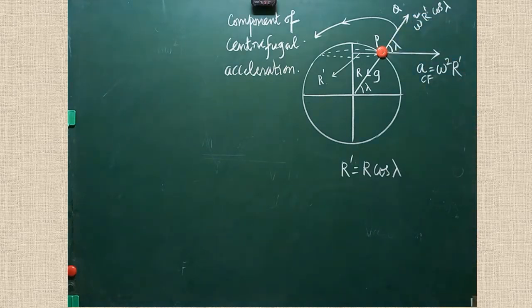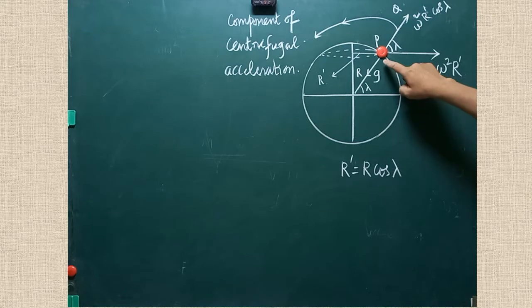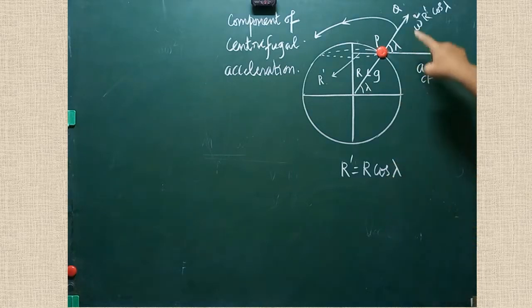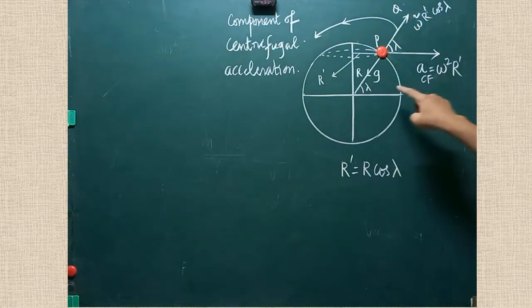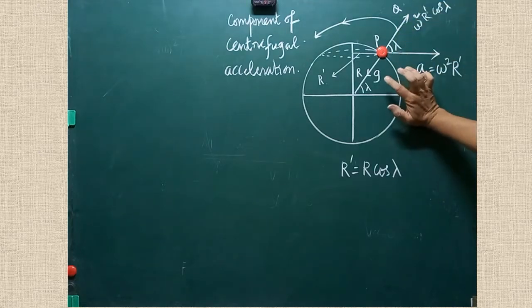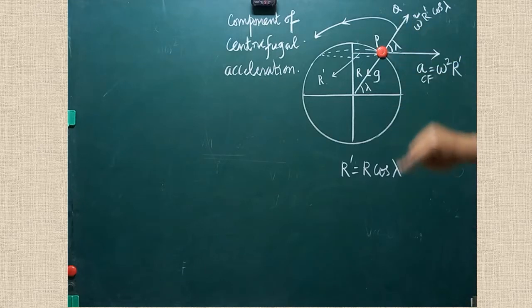Now the most important thing is, this is the direction in which the component of the centrifugal acceleration is acting. This is the direction in which the acceleration due to gravity is acting towards the center. So two accelerations are there. One is the component of omega square r dash, acting in this direction. This is the direction of g. Both are acting in opposite directions.